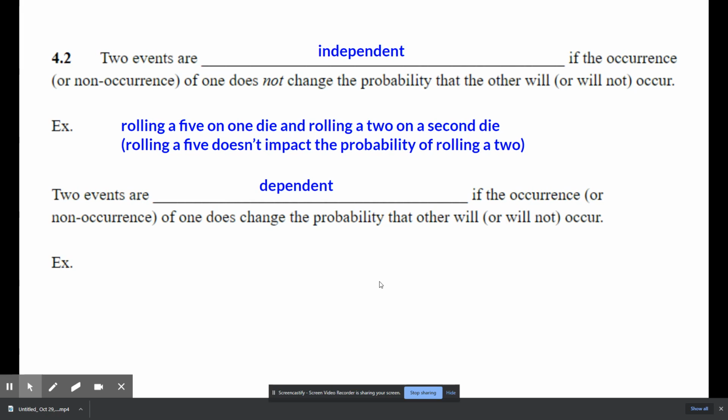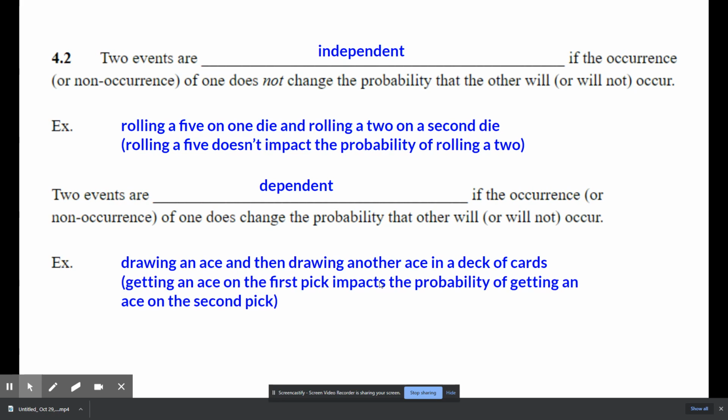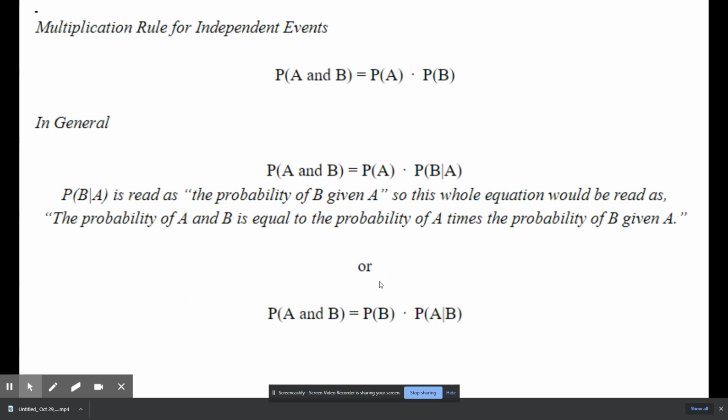Two events are dependent if the occurrence or non-occurrence of one does change the probability that the other will or will not occur, like drawing an ace and then drawing another ace in a deck of cards. Getting an ace on the first pick impacts the probability of getting an ace on the second pick.